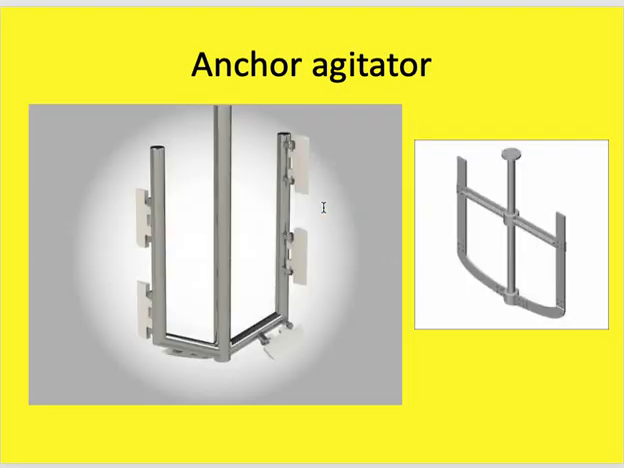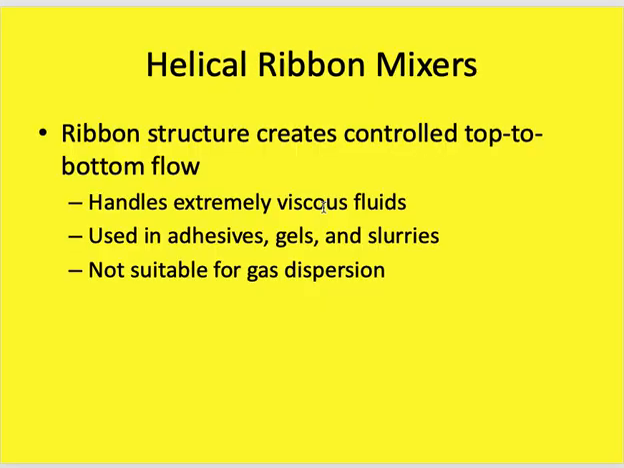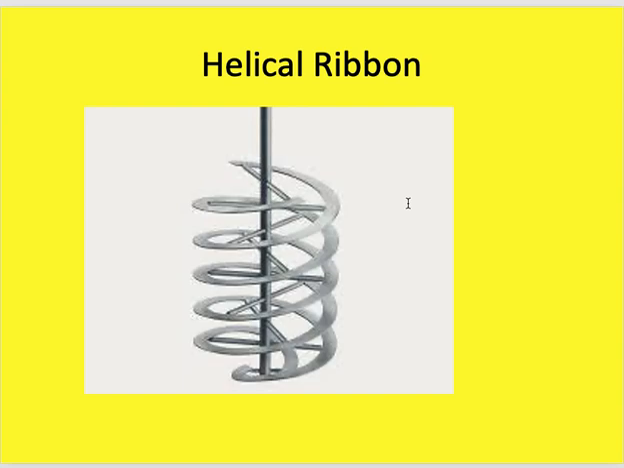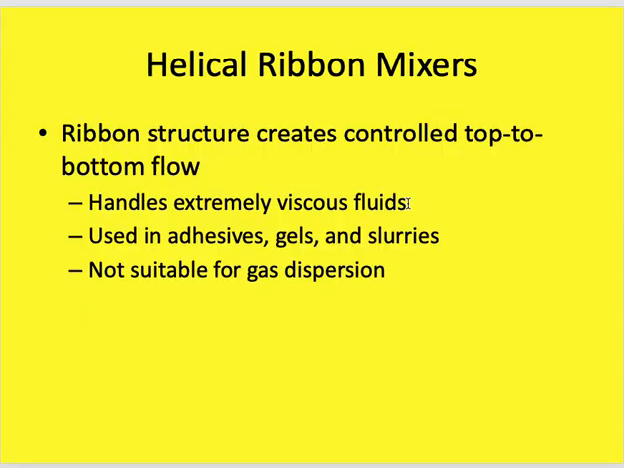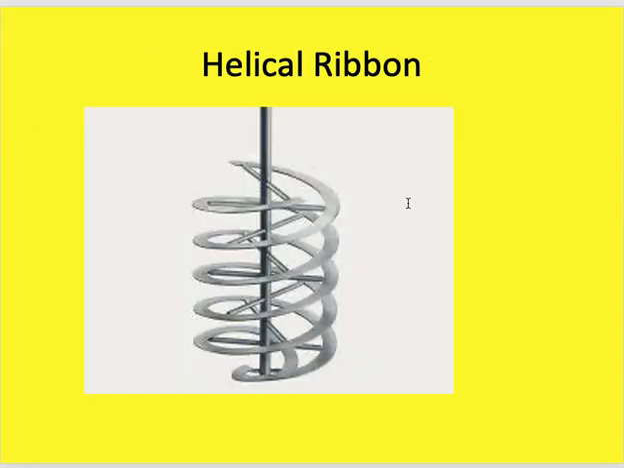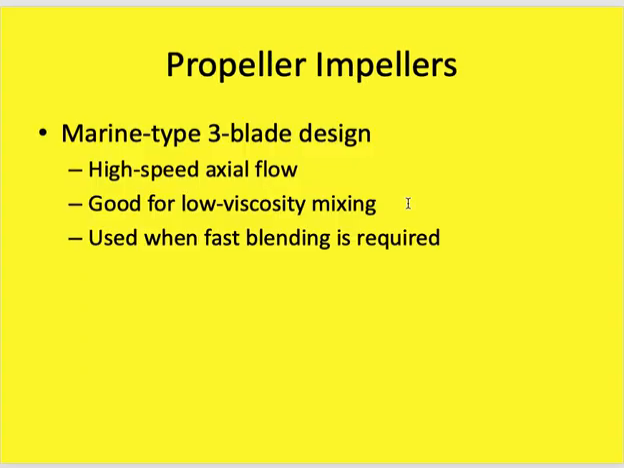Okay, this is the shape of the helical ribbon mixer. This type of mixer handles extremely viscous fluids, like gels and slurries, and is suitable for gas dispersion also, okay. This is the helical ribbon. When you are working with a very viscous liquid, extremely viscous, okay? It's recommended to use the helical ribbon, okay?